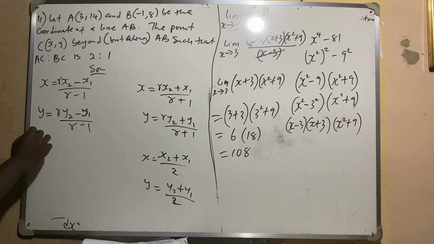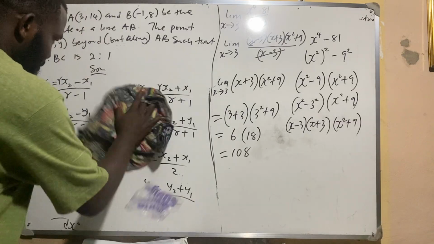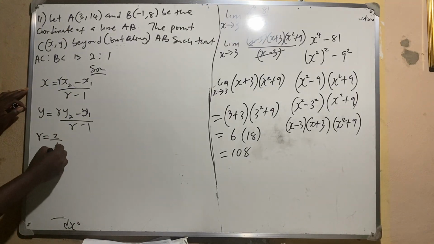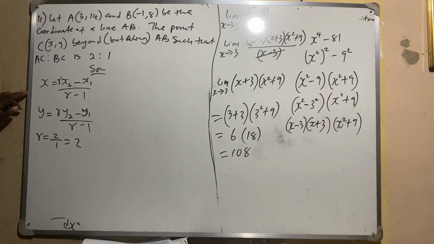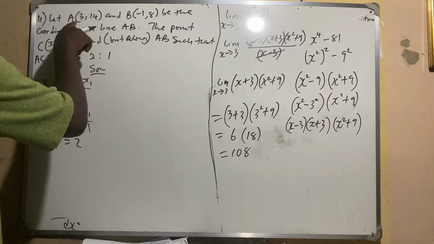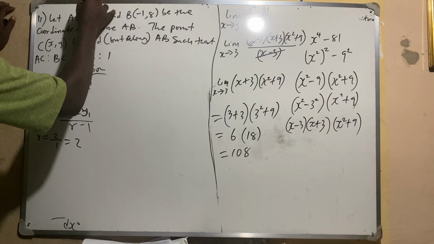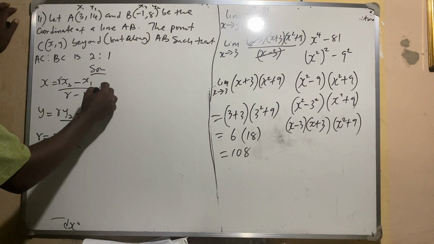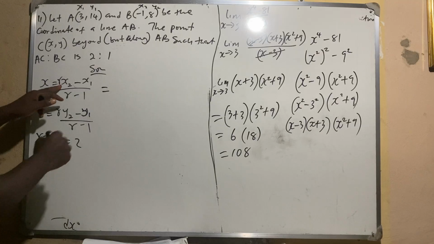So to get our r, our r is equal to what? 2 over 1, the colon means over, which is 2. So let us now put it. You now call this your x1, y1, x2, y2.